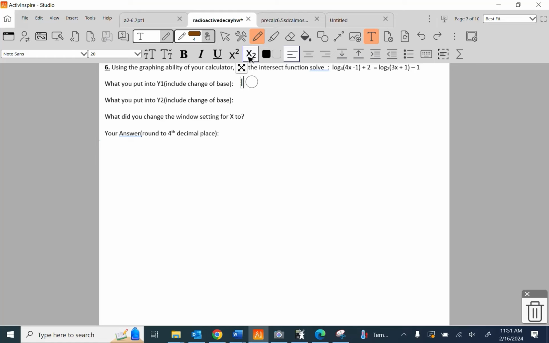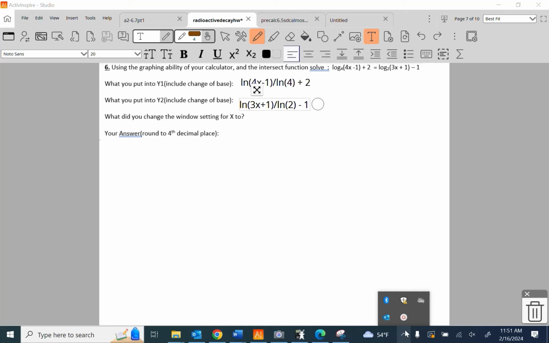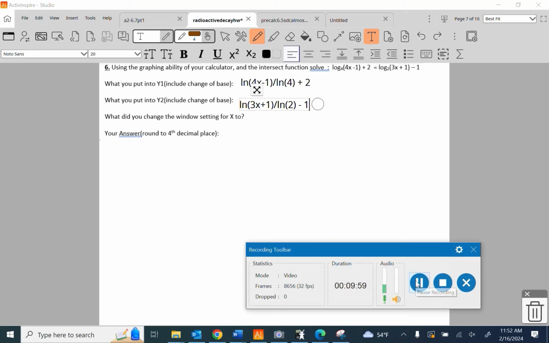Oh, anyways, what I'm actually going to type in is going to be ln(4x minus 1) sitting pretty over ln 4, because I know change of base, add 2. For y2, I'm going to do ln(3x plus 1) sitting pretty over ln 2, because look, just look. Don't just blindly copy, see what I'm doing. Minus 1.